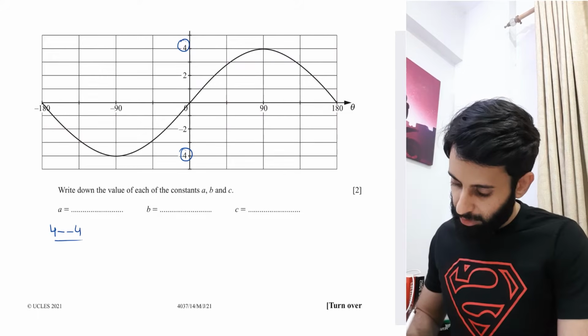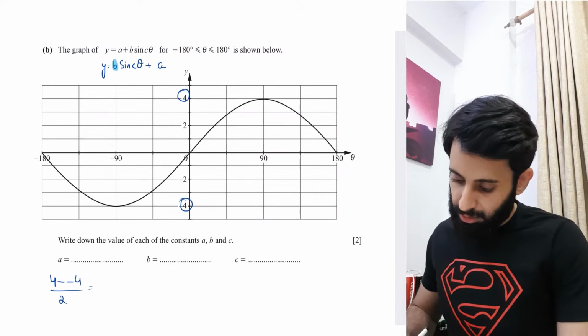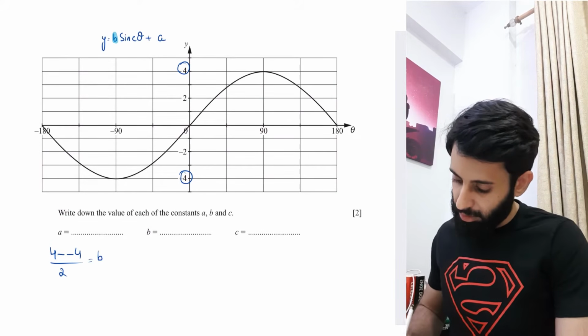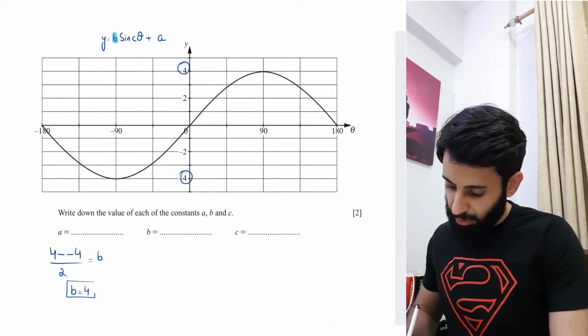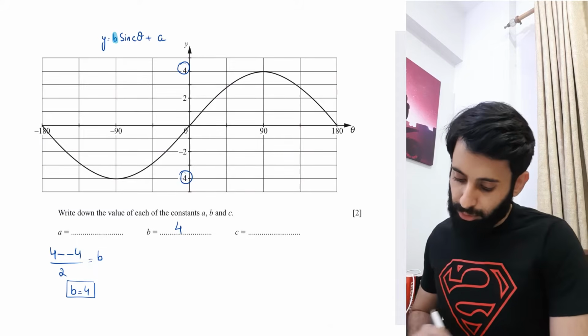4 minus minus 4 upon 2 is equal to, sorry, not a, but in fact b. So 4 minus minus 4 is 8. 8 upon 2 is 4. That means b is equal to 4. So we're looking at the value of b, which is equal to 4.